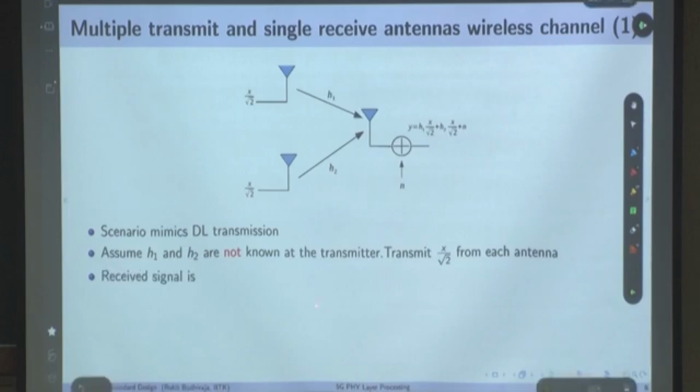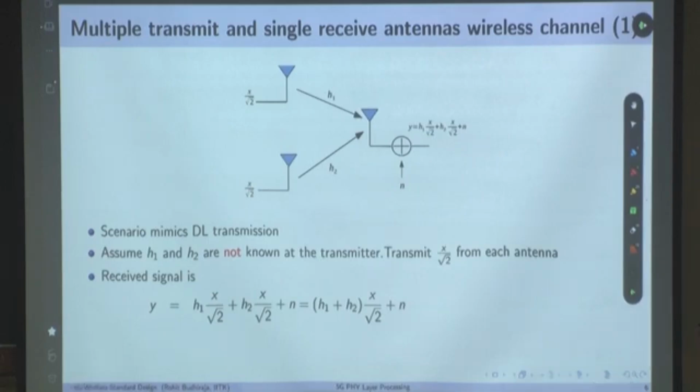Now, what happens? What will be the received signal? h1 x by root 2 plus h2 x by root 2, correct? Let us call h1 plus h2 as h tilde, so the received signal is h tilde x by root 2. What will be the SNR? h tilde square P by 2 by N naught, where N naught is the noise power.